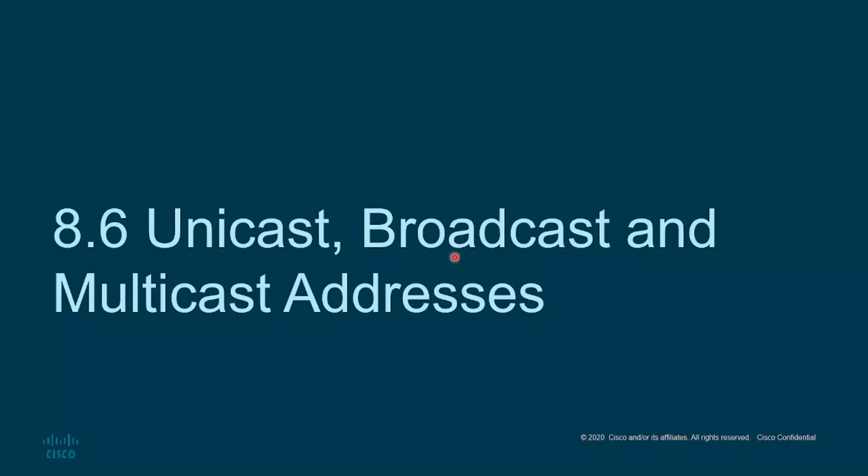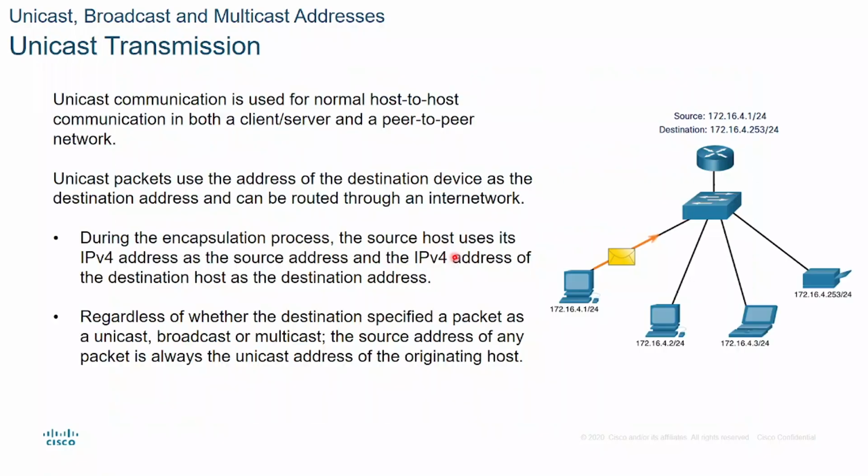So let's look at unicast, broadcast, and multicast addresses. Now unicast. Unicast communication is used for normal host to host communication in both a client server and a peer-to-peer network. The unicast packets use the address of the destination device as the destination address and can be routed through an internetwork.